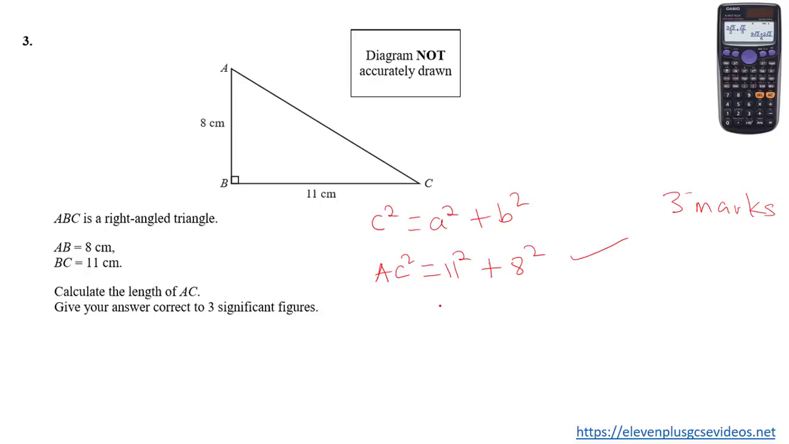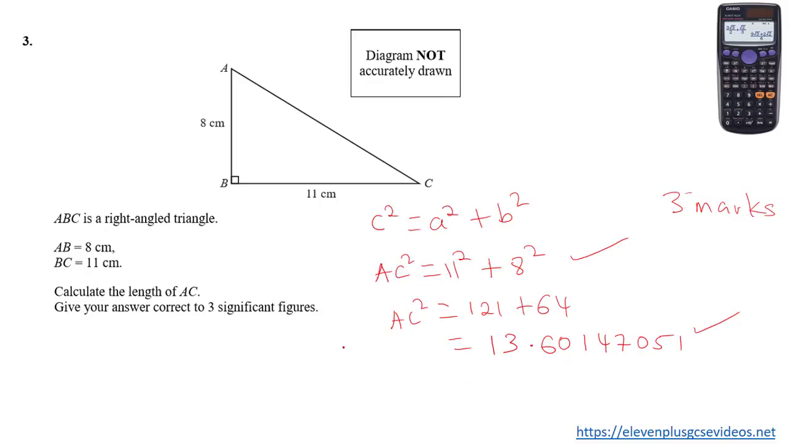The next mark you get when you simplify this. So this is going to be 121, and that's going to be 64. If you square that, that's what you get. So now you add them and then you square root it. If you do that, you end up with 13.60147051. So when they see this in exam, that will be 2 marks.